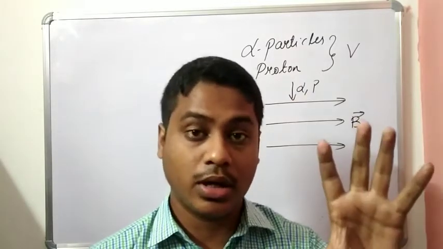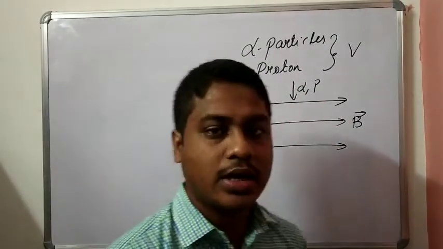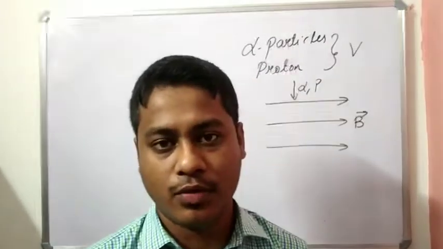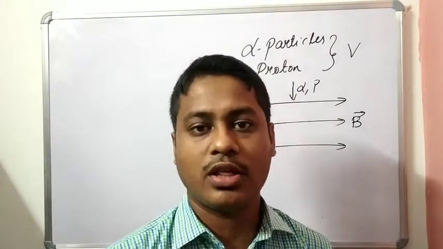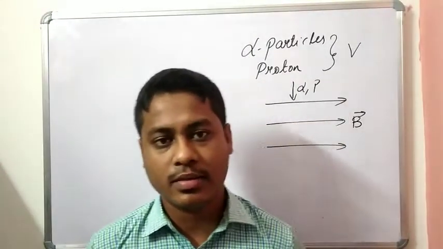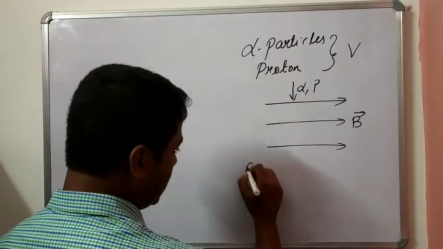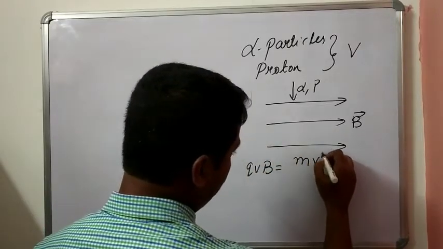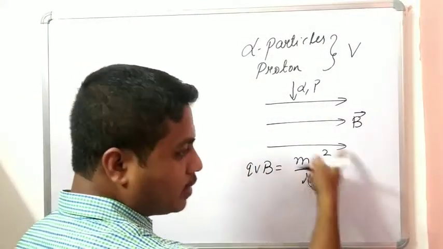So it will be moving in a circular path. If it is exhibiting a circular path, that means it is experiencing a centripetal force. And who is providing the centripetal force? Here the centripetal force is provided by the magnetic force. We have already derived a formula for the radius of the particle. The magnetic force is given by qvB, which equals mv squared by r. The magnetic force is equal to the centripetal force.